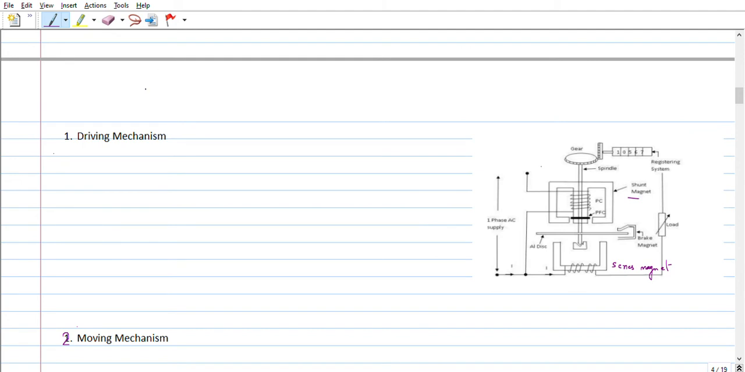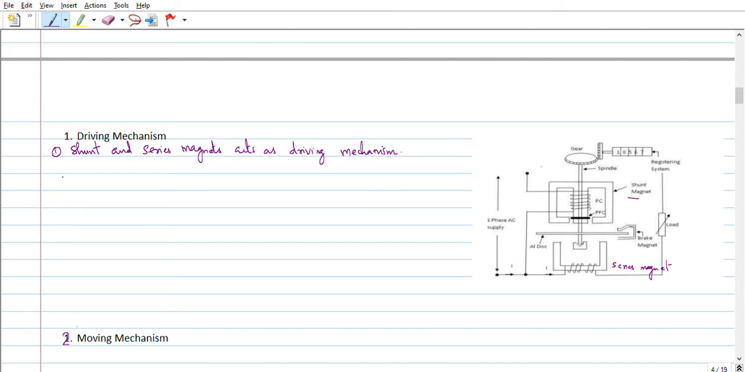First, what is meant by driving mechanism for an induction energy meter? The first point: the shunt and series magnets act as the driving mechanism.